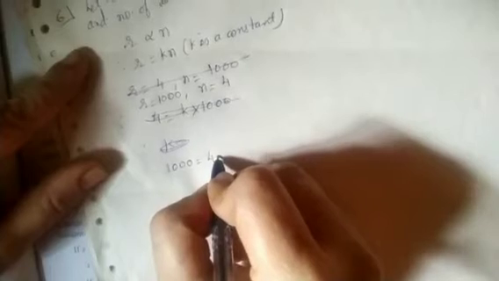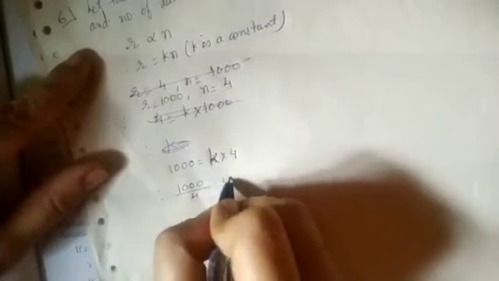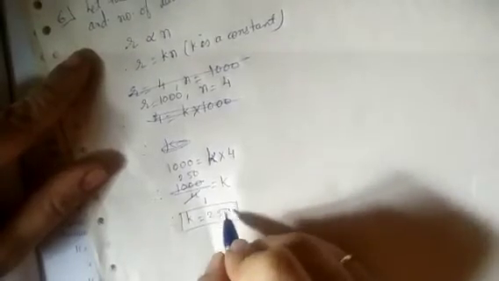Then here we will write, 1000 equals k into 4. Therefore 1000 upon 4 equals k. That is, k equals 1000 divided by 4, which is 250. Therefore k equals 250. Now you got the value of k. Now what is your equation for this? That is R equals 250 N. Okay, this is the equation.